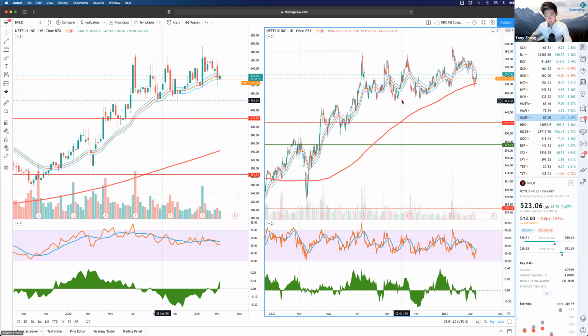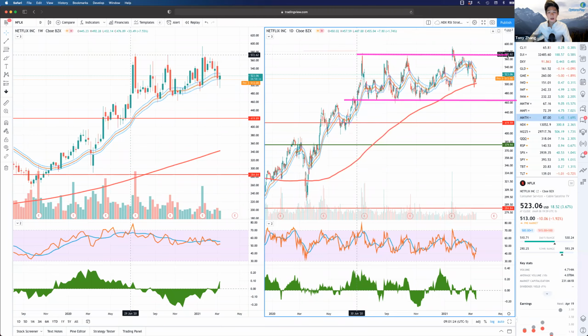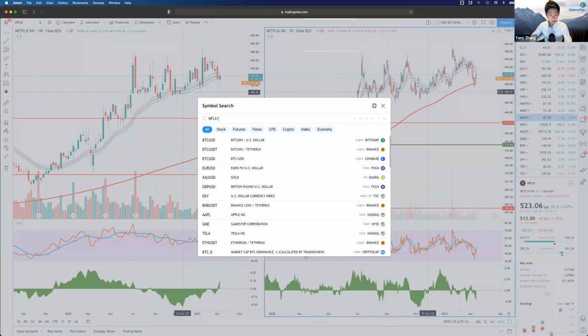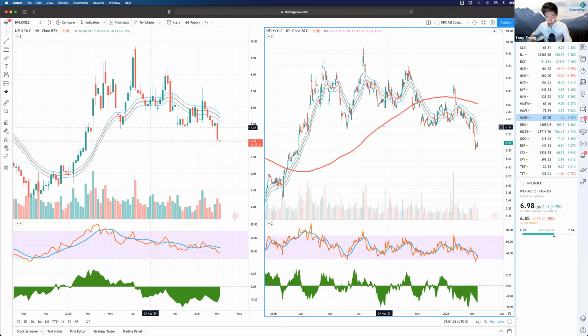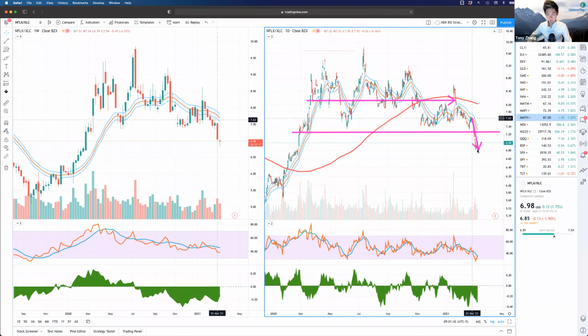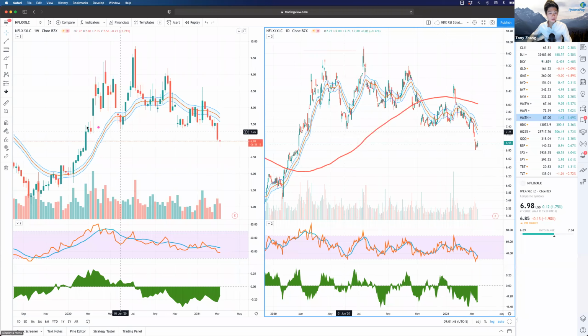Netflix has just been in this kind of range-bound rut for 6-7 months or so. And the one thing about this is that, I think you need to remember that as a constituent of XLC, the communications sector, Netflix has largely performed on par with the sector until the last couple of weeks, where it really started to fall apart, meaning it's falling behind the sector. Meaning if you hold XLC or if you hold Netflix, you're starting to see some underperformance here.